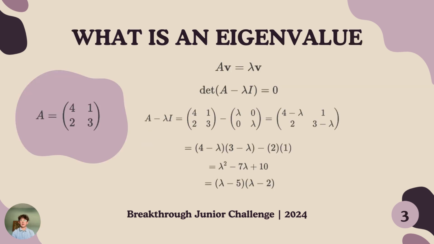So now what is an eigenvalue? An eigenvalue comes from the expression AV equals lambda V, where lambda is the eigenvalue. So let's solve for it. Moving lambda V over, factoring out V and canceling it, we get A minus lambda.